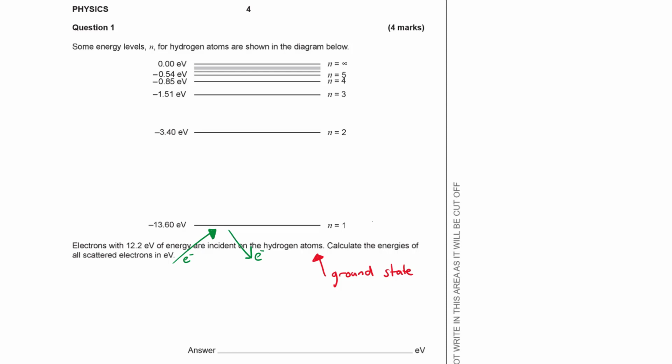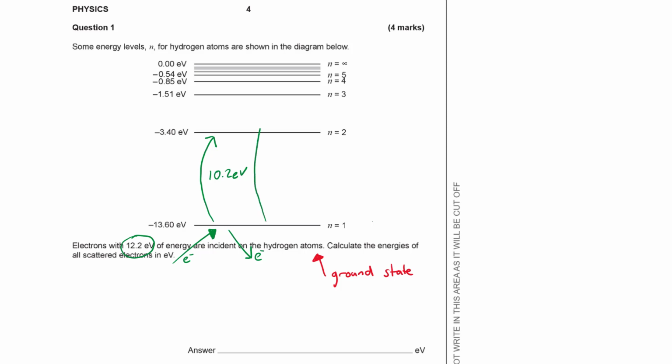So what you want to do is find out how much energy is required for a jump from, say, n equals 1 to n equals 2. And what you find out is that's equal to 10.2 electron volts. So that's 13.6 take 3.4. And so if you need 10.2 electron volts, and you've got 12.2 electron volts in the electron, then yes, that transition is going to be possible.